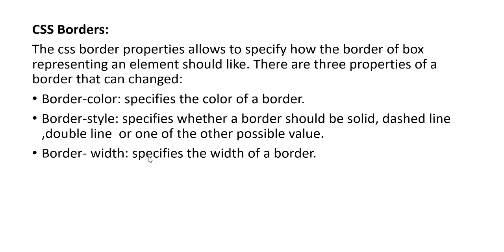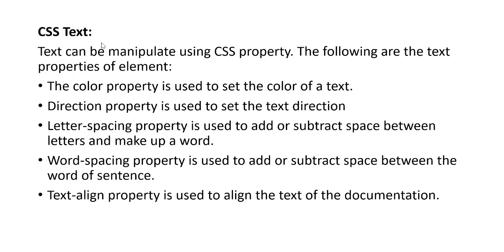Now the next one is CSS text. Text can be manipulated using CSS properties. The following are the text properties of an element. The color property is used to set the color of text. The direction property is used to set the text direction. The letter spacing property is used to add or subtract space between the letters that make up a word. The word spacing property is used to add or subtract space between the words of a sentence. The text align property is used to align the text of the document. I have already shown this text align center property, or right property or left property. The color property I have already shown, that is color red. This is all about the text.